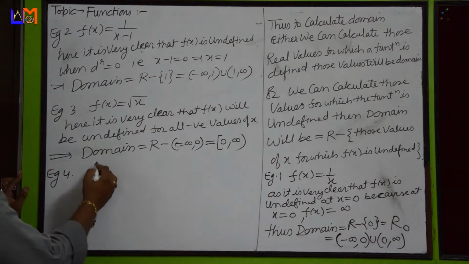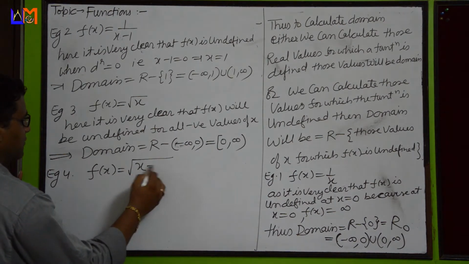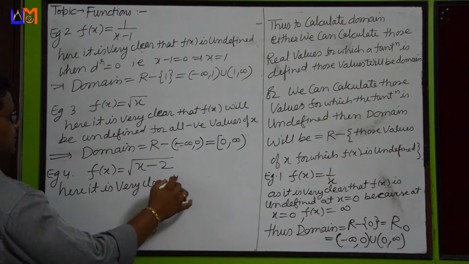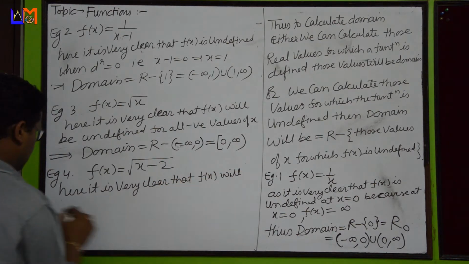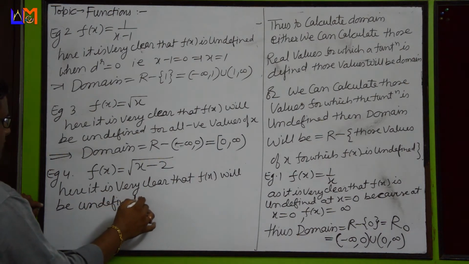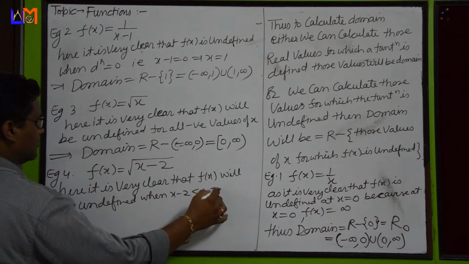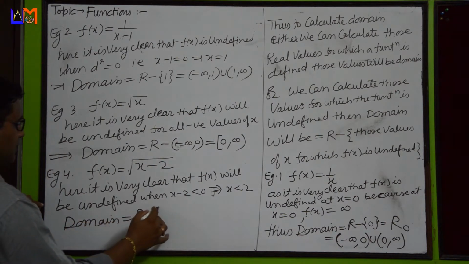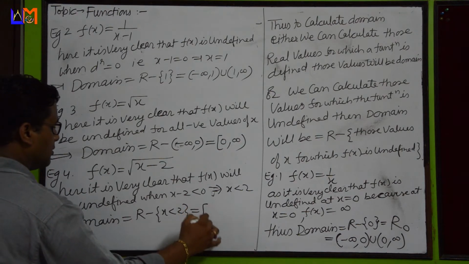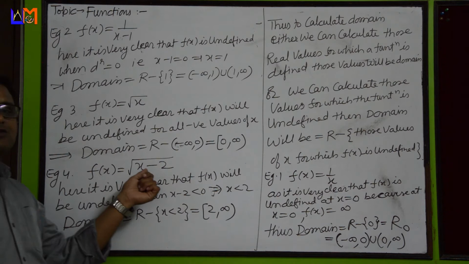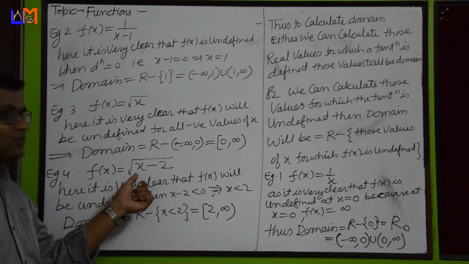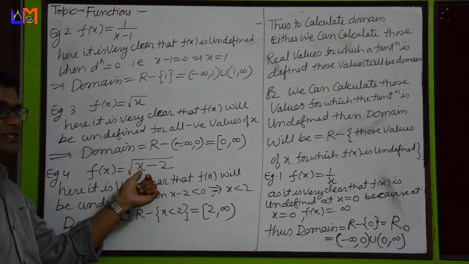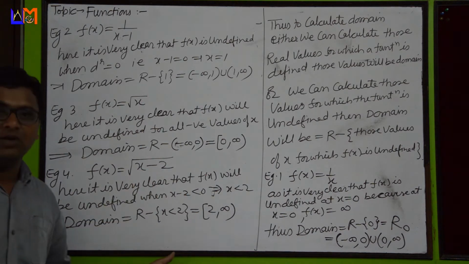Another example, example 4. fx is equals to root of x minus 2. Here it is very clear that fx will be undefined when x minus 2 less than 0. This implies x less than 2. So domain will be all real numbers minus x less than 2, that is 2 to infinity. जैसे ही हम x को 2 से छोटा डालते हैं ये फंक्शन अनडिफाइंड हो जाता है। तो वो सारी वैल्यूज जिसके लिए x 2 से बड़ा होगा तो ये फंक्शन डिफाइंड हो जाएगा, और अगर ये फंक्शन डिफाइंड होगा तो ये इसका डोमेन बन जाएगा 2 to infinity.